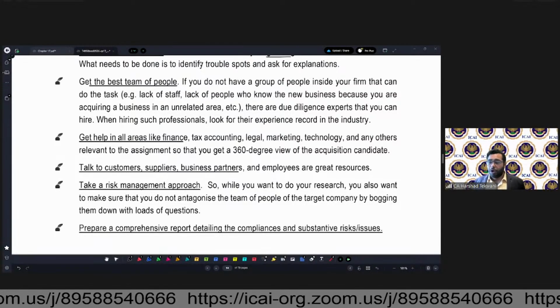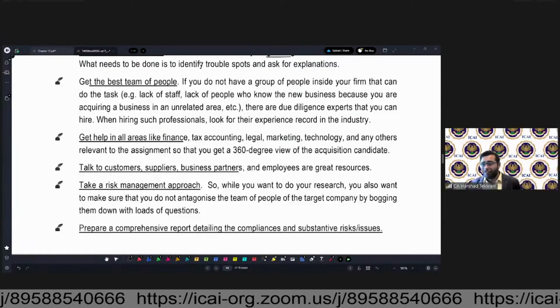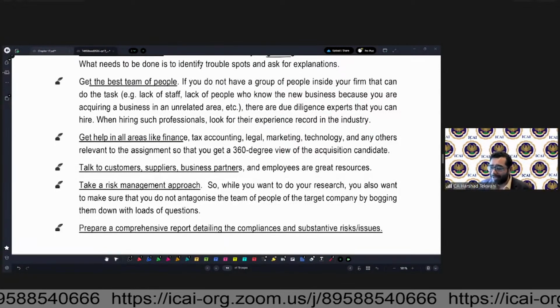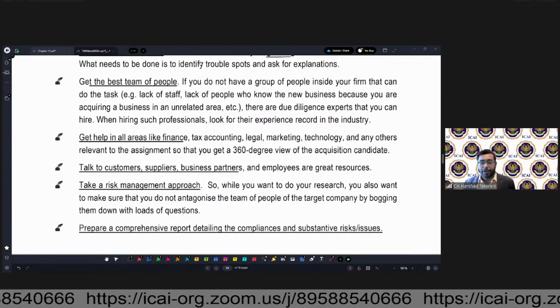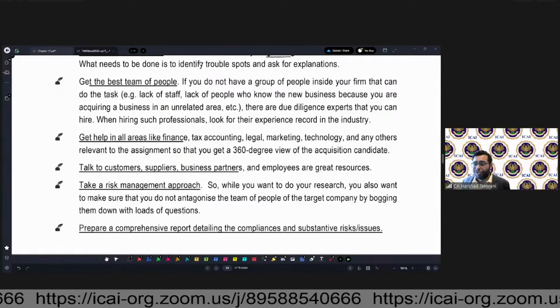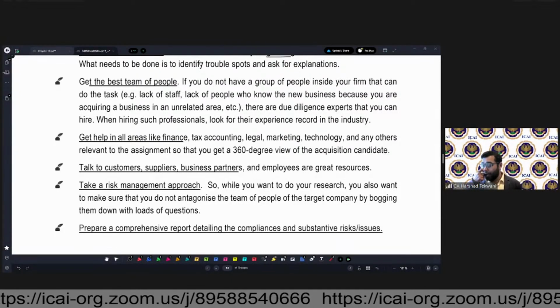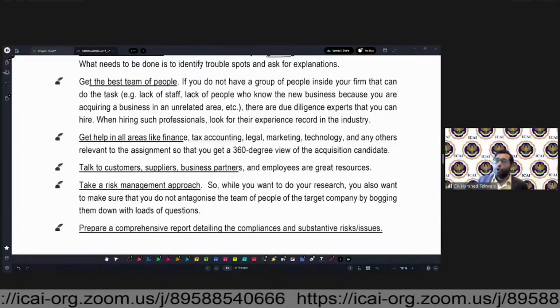Appointing agency. In audit, the appointment is done by the board of directors, approved by the shareholders in the general meeting, the AGM. In case of investigation, you can be appointed by a third party or a regulatory authority. So it is not necessarily the shareholders or the board of directors who will appoint you.